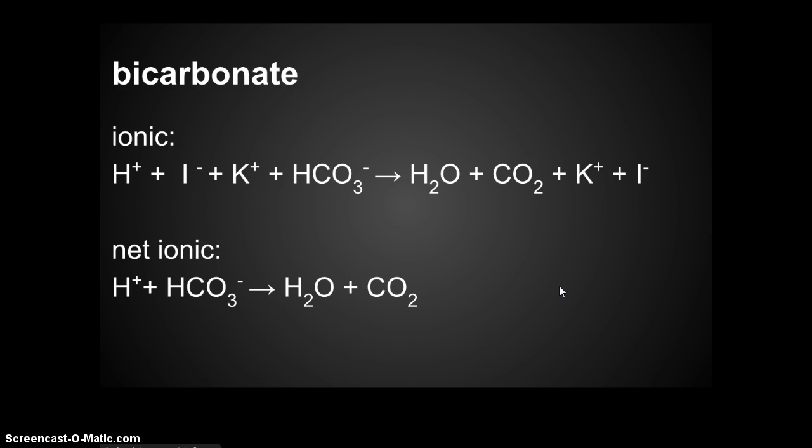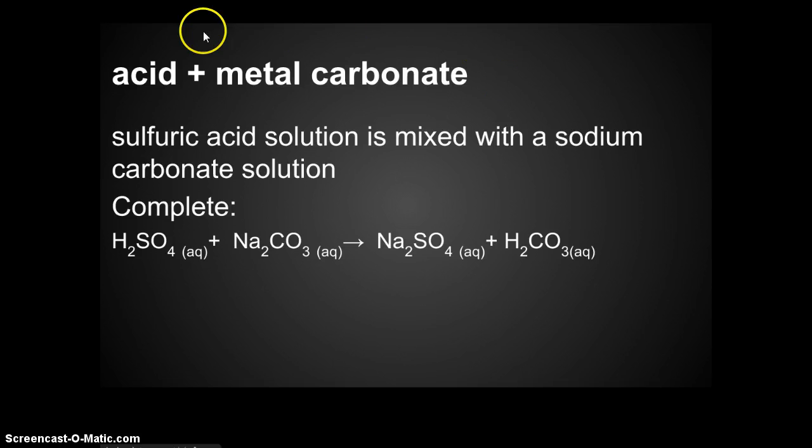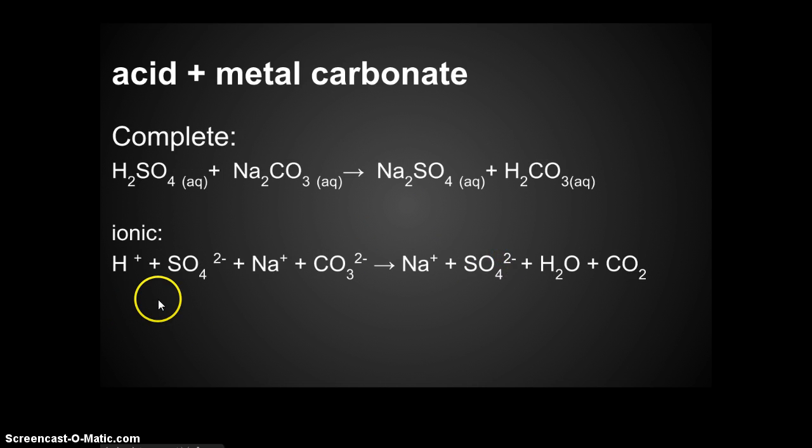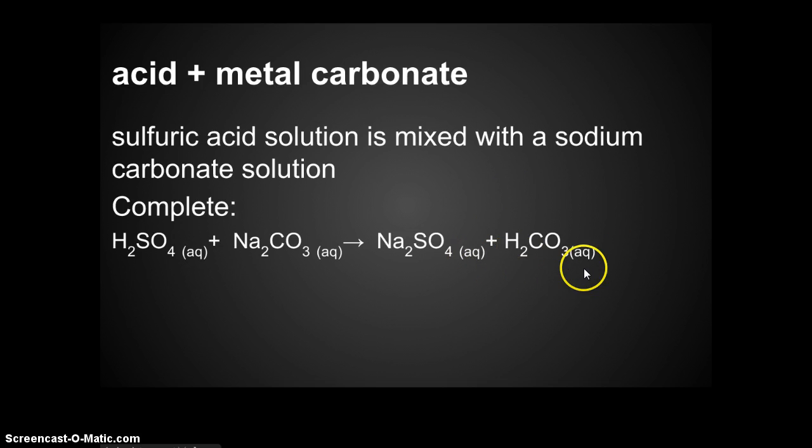Let's take a look next at our metal carbonate. Now metal carbonates are going to be just a little bit different than the bicarbonate. They don't have that hydrogen in them. So sulfuric acid solution, again a strong acid, is mixed with a sodium carbonate solution. And here is our complete equation. There's our sulfuric acid, there's our sodium carbonate, and a double replacement reaction. This sodium is going to change places with the hydrogen, and then we're going to have to re-crisscross charges to write our new formula. We've got sodium sulfate being formed, and then we've got our carbonic acid being formed here.